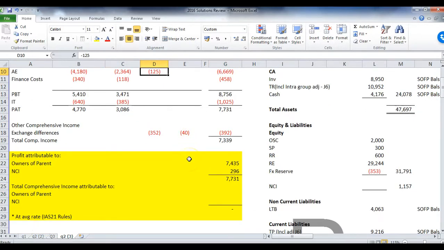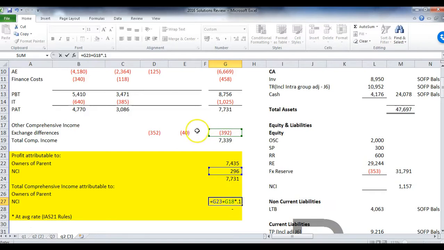Now when you come to total comprehensive income, you start off with the 296 as the base for the NCI, and you have to decide how much of the other comprehensive income, i.e. the foreign exchange losses, go towards the NCI. And in this case, they all go towards the NCI. So it's 296 plus 392 times 10%. And just be careful there, because sometimes if you have a goodwill apportionment, you may not attribute to the NCI if the NCI is not measured at fair value.